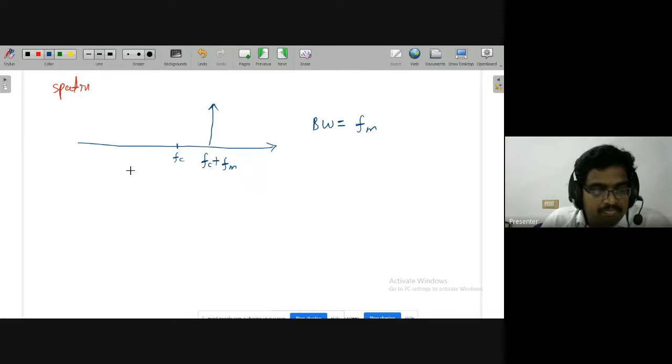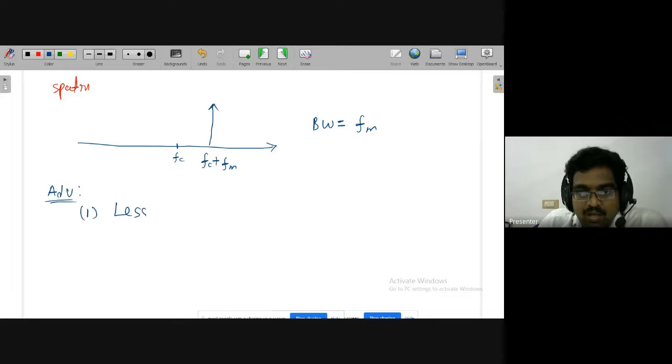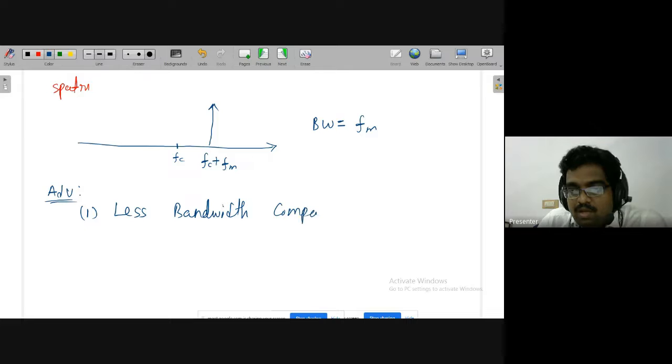So this SSB has an advantage in power as well as bandwidth. Now what are the advantages of the SSB system? Less bandwidth compared to AM and DSB. Then what is another advantage? Less power compared to DSB.